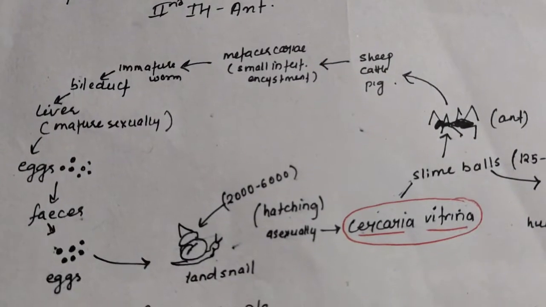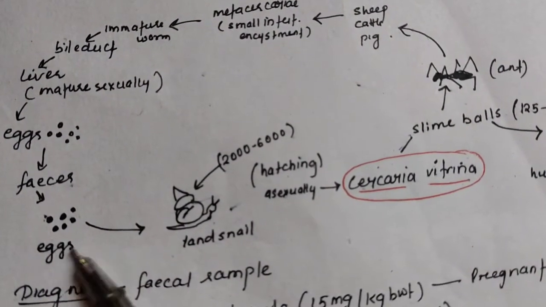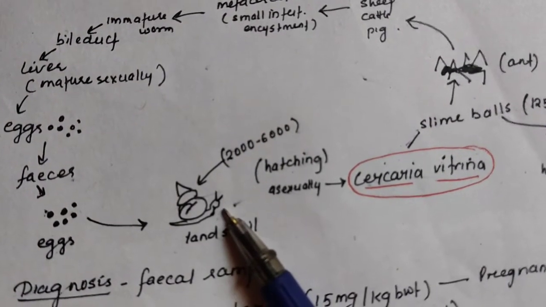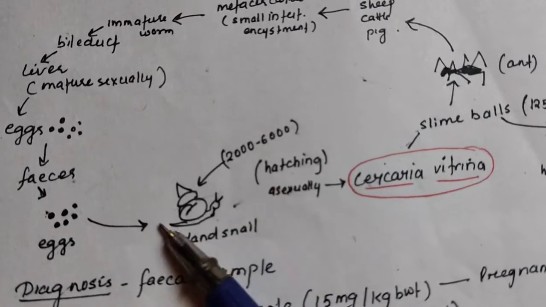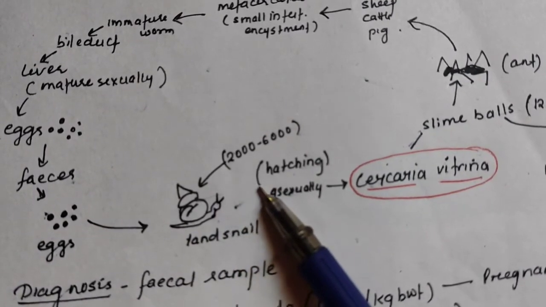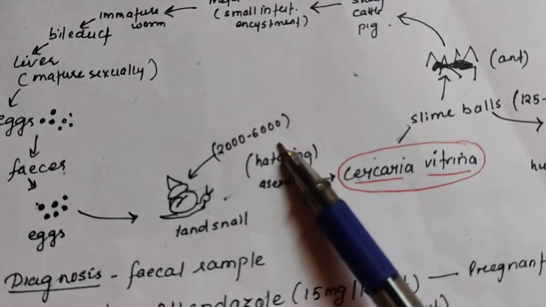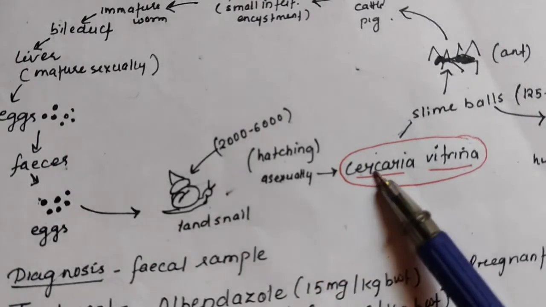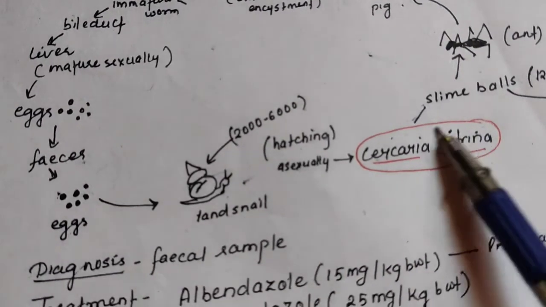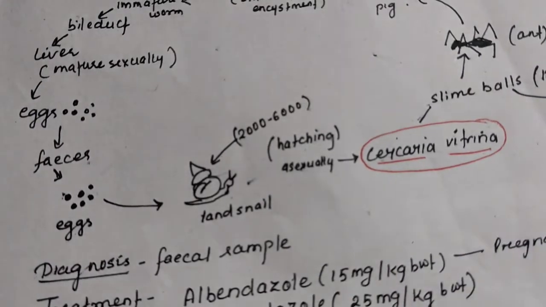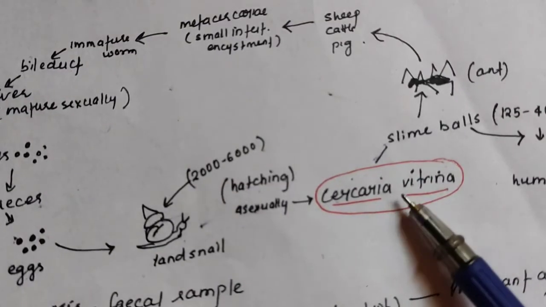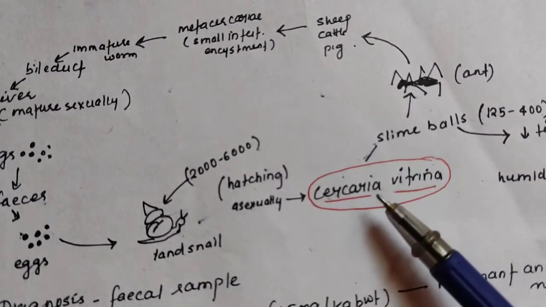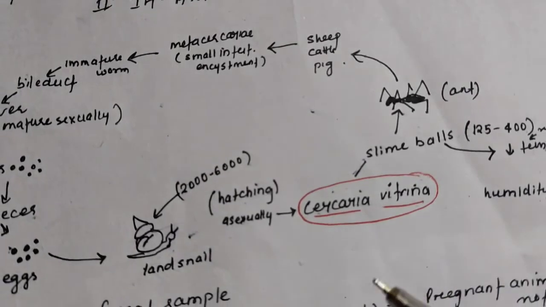Let's see the life cycle. The eggs of Dicrocoelium dendriticum are ingested by the land snail, and the hatching of the eggs occurs in the land snail. After the hatching, they asexually produce Cercaria vitrina. And this is the most asked question: what cercaria is developed in the land snail in the species Dicrocoelium dendriticum? So that is the Cercaria vitrina.